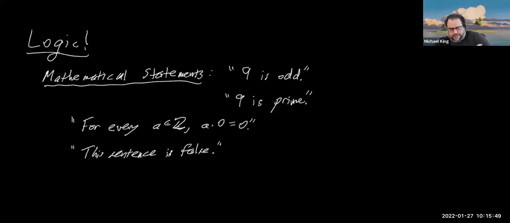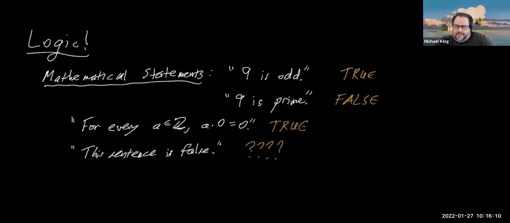Yeah, and so right, we can assign truth values to these. So this one is true, if we define what the word odd means. This one is false. This one is true, we proved it, well, at least from assuming some axioms. And maybe it's neither true nor false. It's an interesting question. So mathematical statements can be true or they can be false.